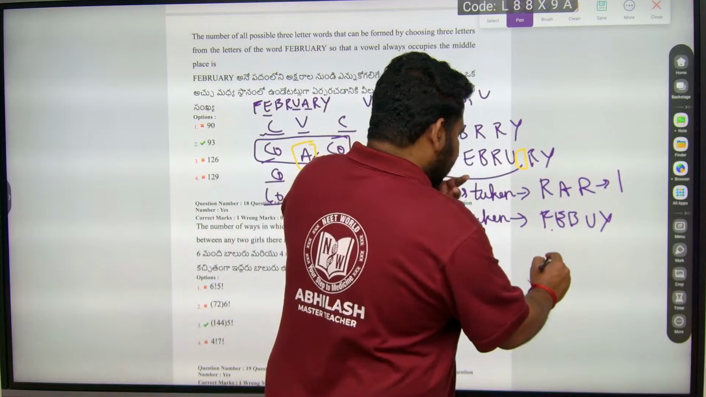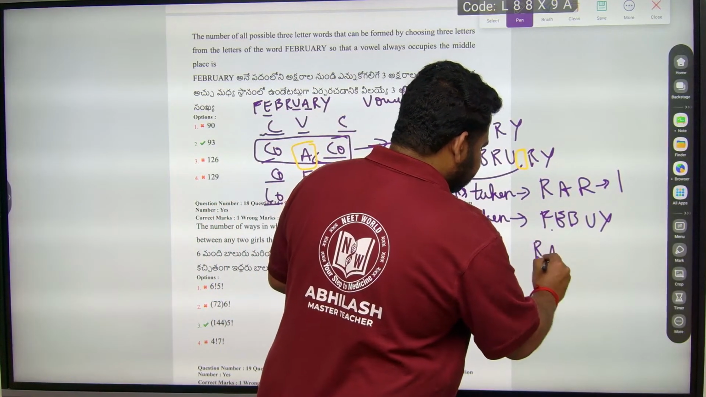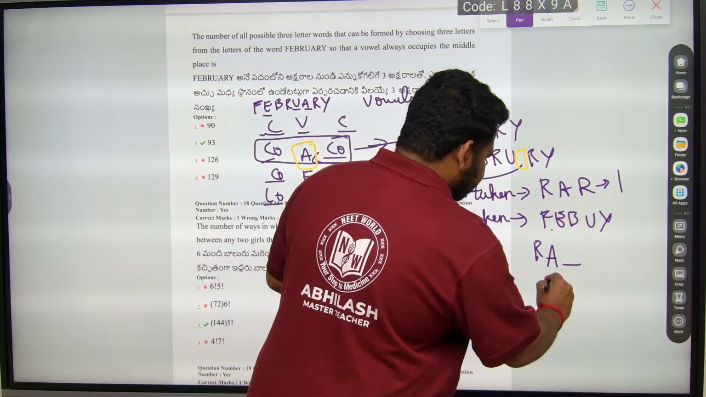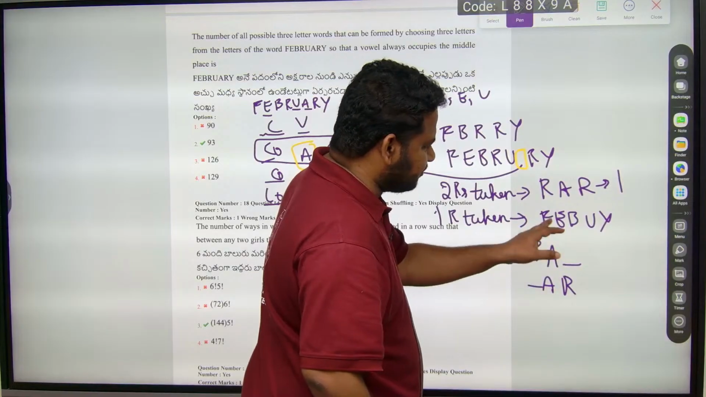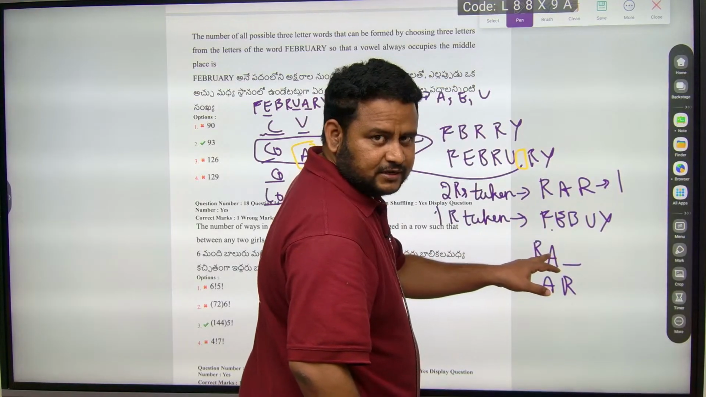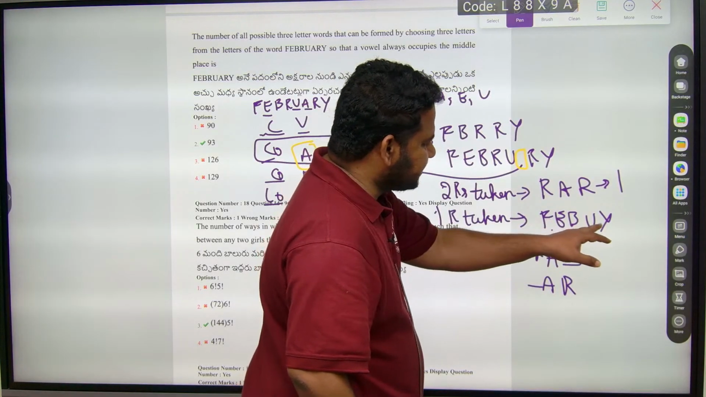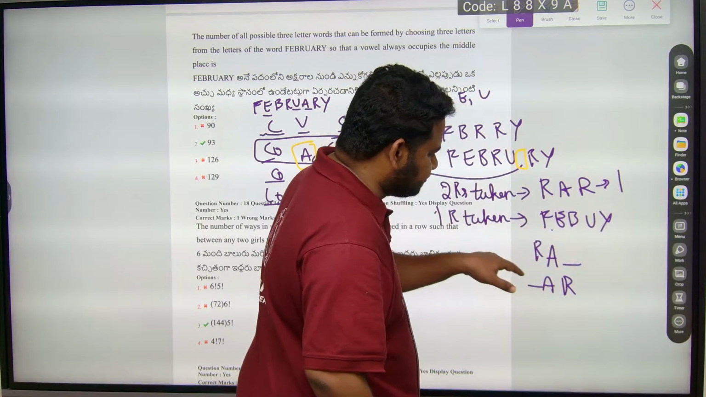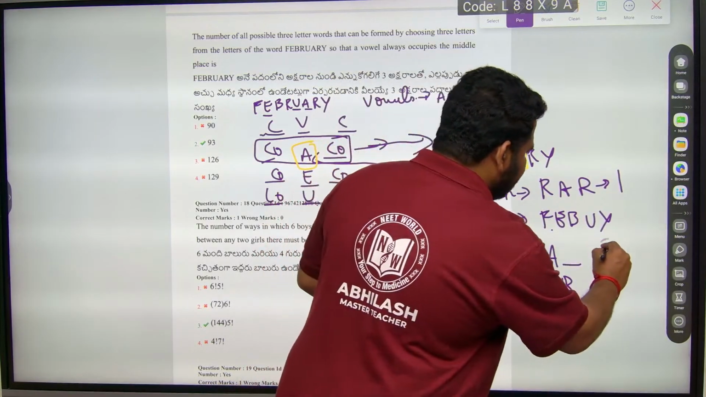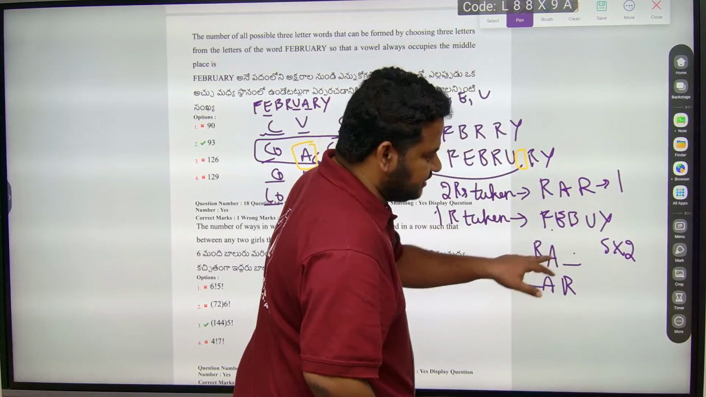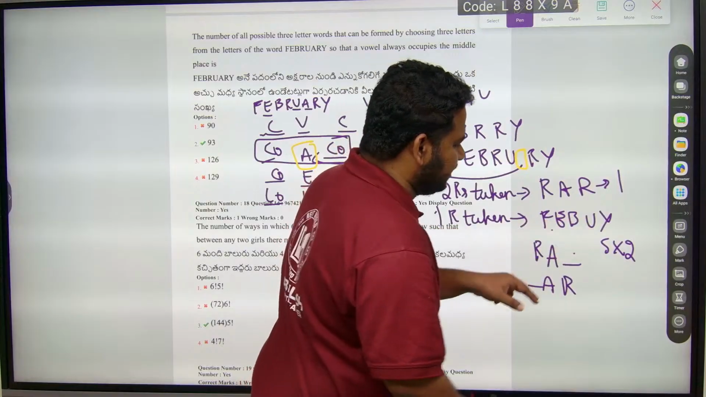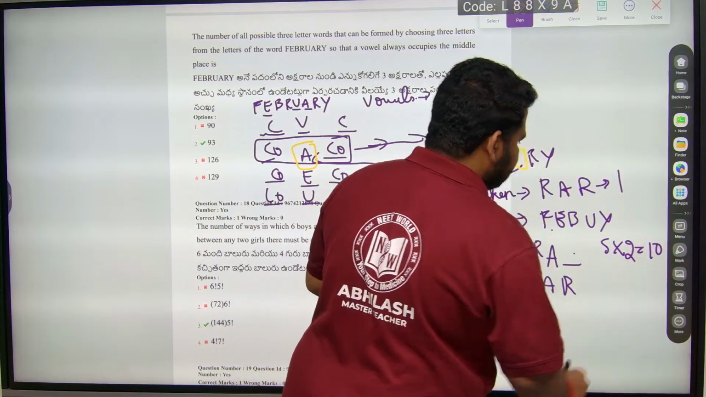So A will be here, R will be here, and some other consonant; or A will be here, and R will be here with some other consonant. In the middle there should be a vowel. Here how many ways can I do? 1, 2, 3, 4, 5. Here also 1, 2, 3, 4, 5. This can be 2 ways, one way and another way. So this will be 5 into 2, 10.